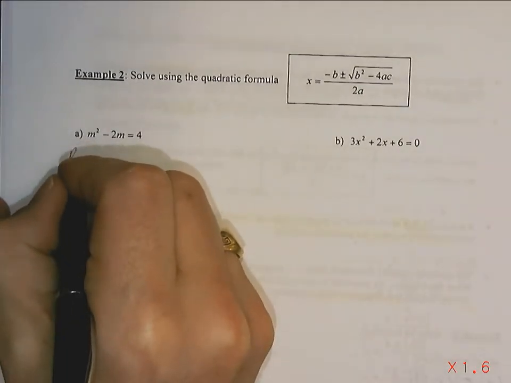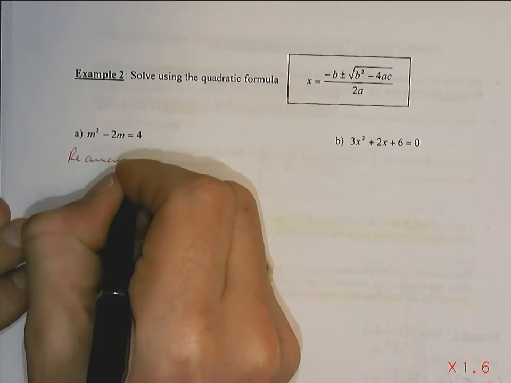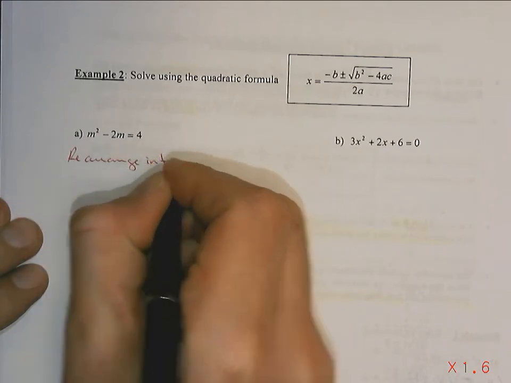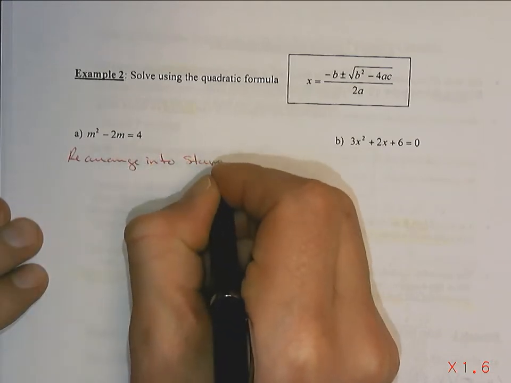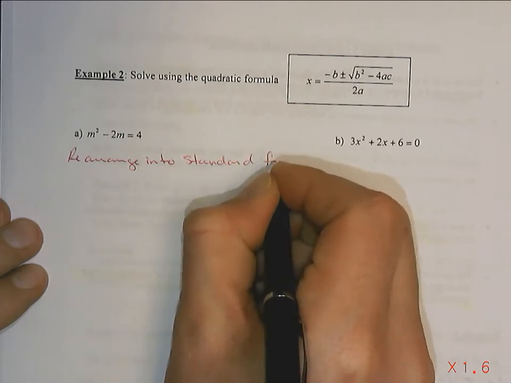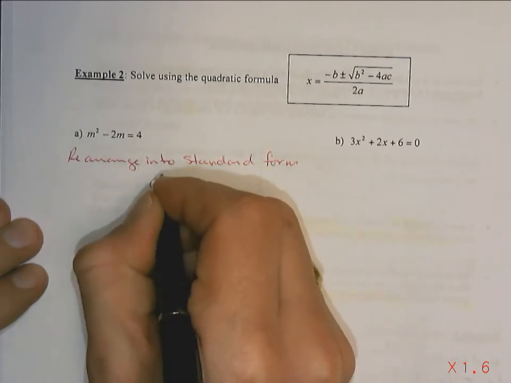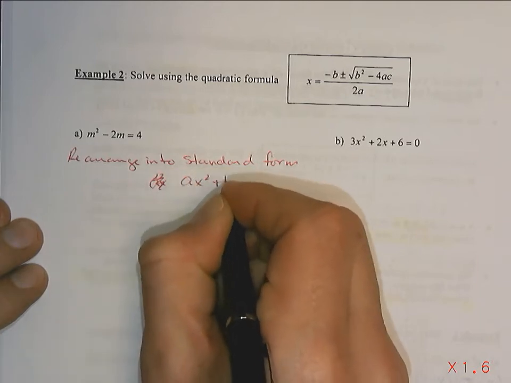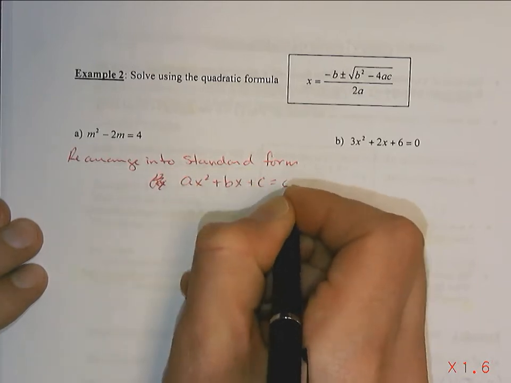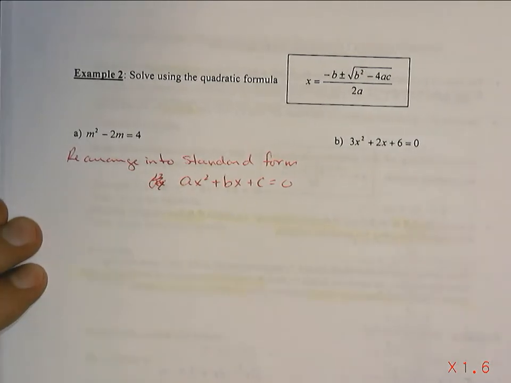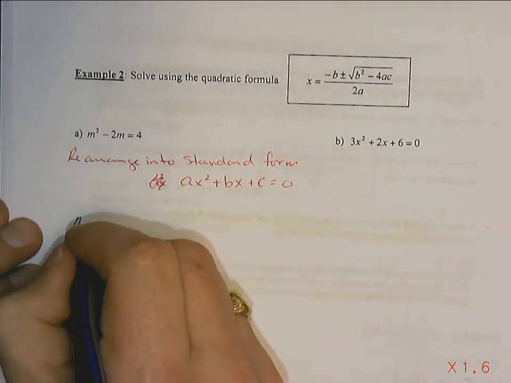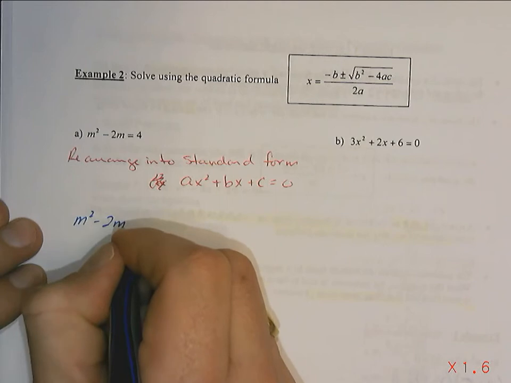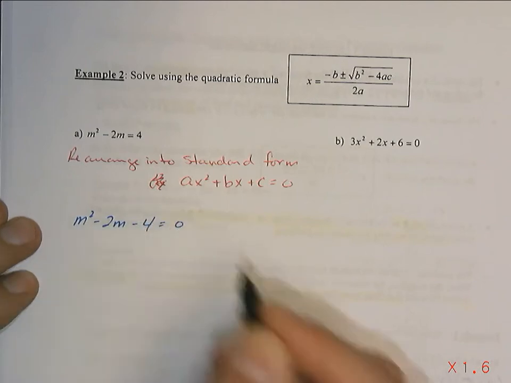you must rearrange into standard form. And standard form is ax squared plus bx plus c equals 0. So this one is going to become m squared minus 2m minus 4 equals 0.